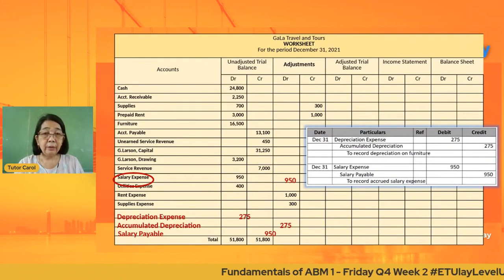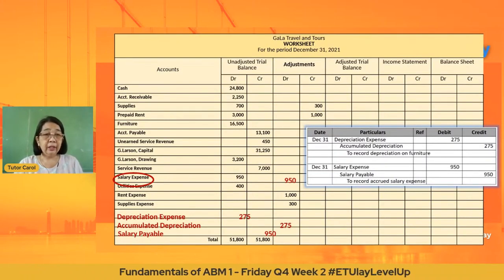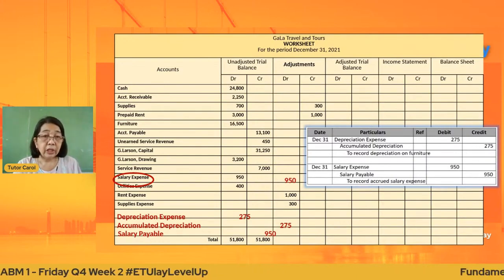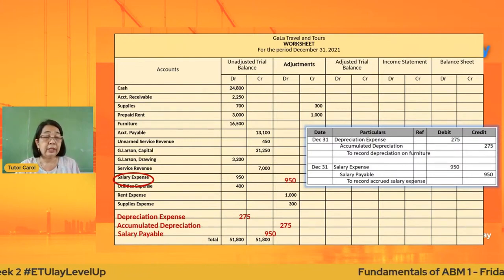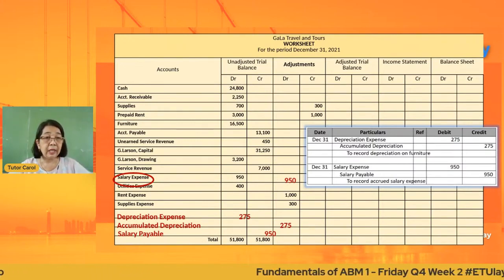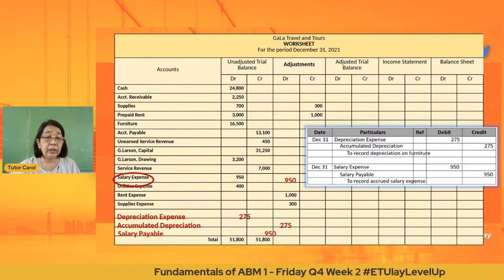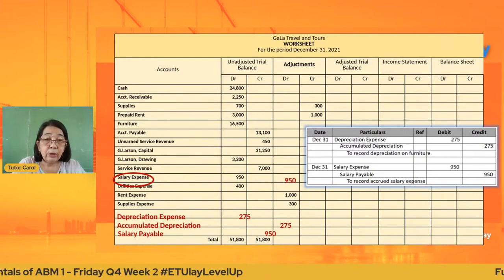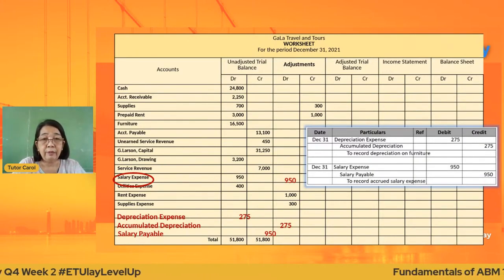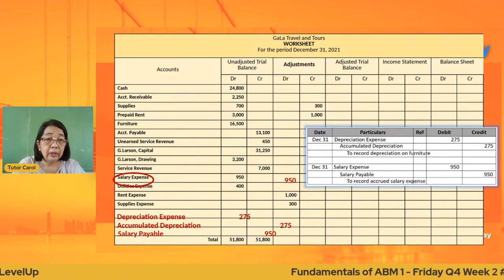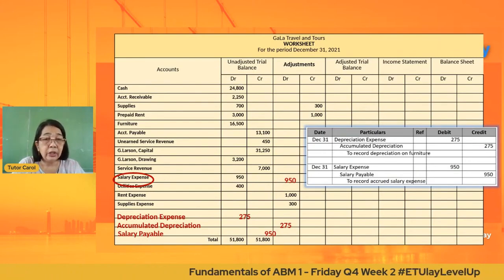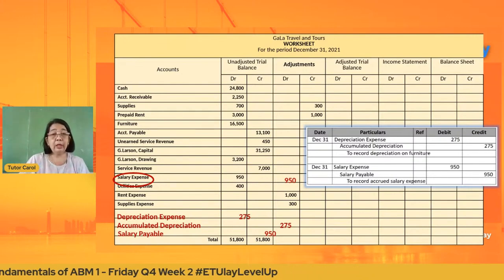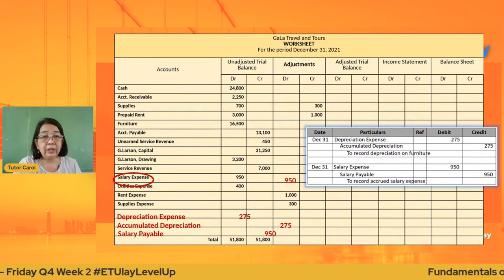Okay, ito naman yung ating numbers 3 and 4 kanina. Okay, so depreciation expense, originally, walang nakasulat sa ating unadjusted trial balance. So isunod mo na lang siya ulit, isulat mo siya doon sa ilalim. Nakalagay, depreciation expense, meron siyang debit 275. And then accumulated depreciation, wala rin siya originally, so isulat mo rin siya ulit sa ilalim. Credit 275 naman yan.